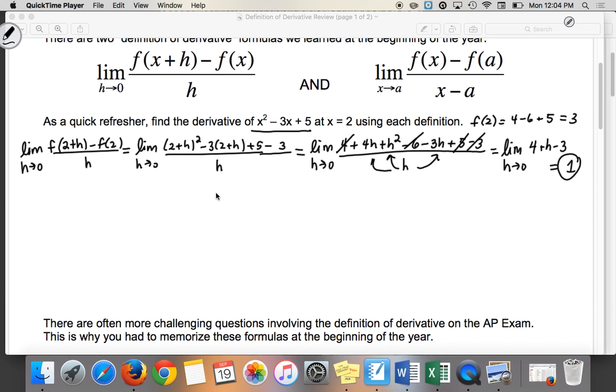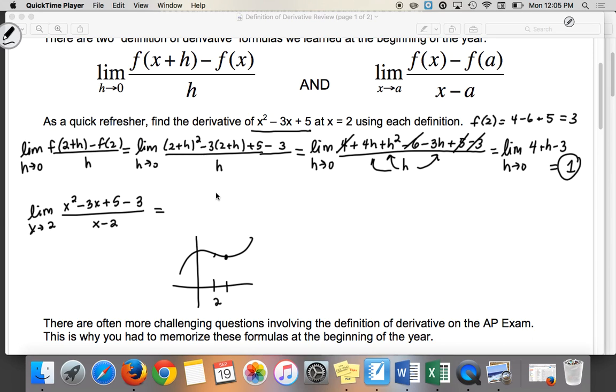All right, and so the next one was the limit as x goes to that a value, to 2. And we take our f of x function just as it is, x squared minus 3x plus 5, and we subtract out whatever f of 2 was. Well, we found f of 2. F of 2 was 3. And then we divide by x minus 2. So this is basically the same thing. It's just saying as your x value gets closer and closer to 2. So you take a certain x value and then you slide them together. It's still the slope between x comma f of x, and 2 comma f of 2.